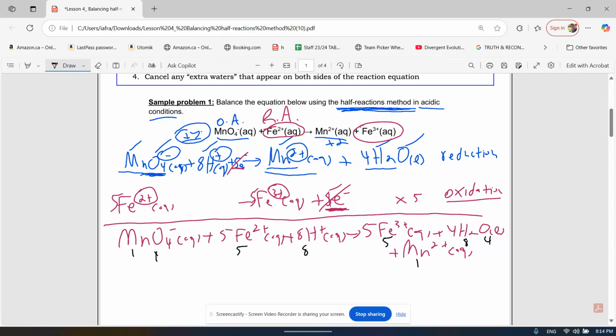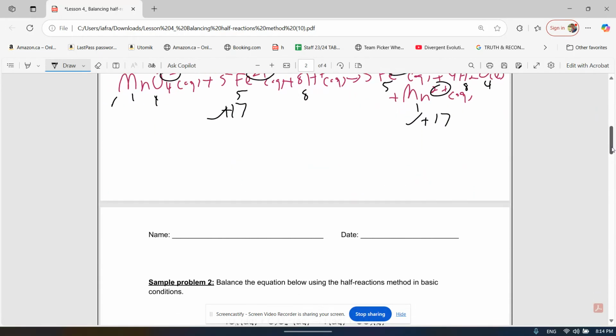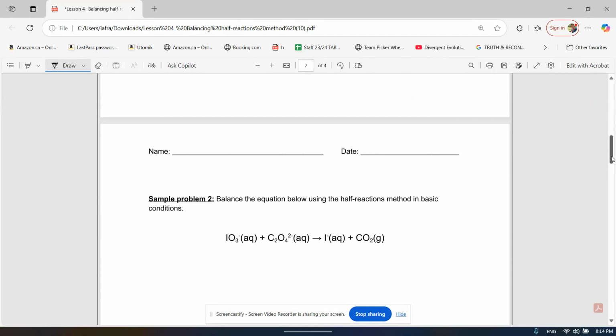Then we have to make sure our charges are balanced. So we have −1, and this is +10, +8, so +17. Over here we have 15 plus 2, +17. So our atoms are balanced and our charges are balanced. That means that we balanced this reaction correctly under acidic conditions. In the next video, we're going to take a look at how to balance reactions under basic conditions.